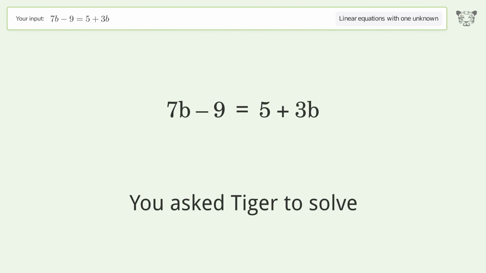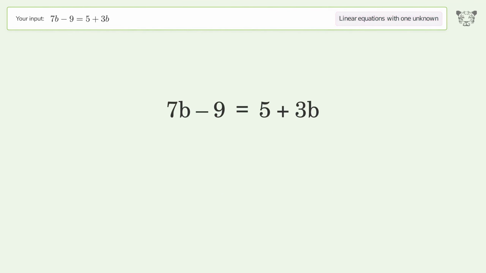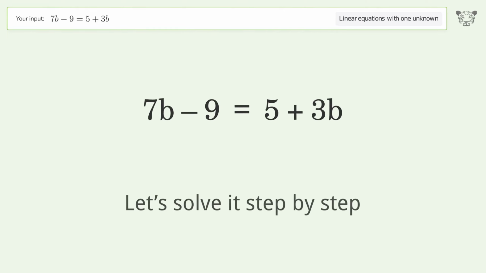You ask Tiger to solve. This deals with linear equations with one unknown. The final result is b equals 7/2. Let's solve it step by step.